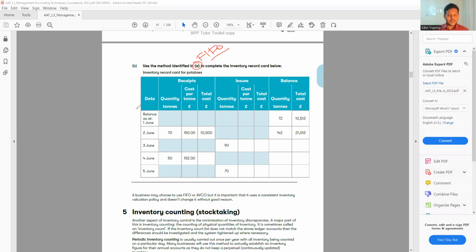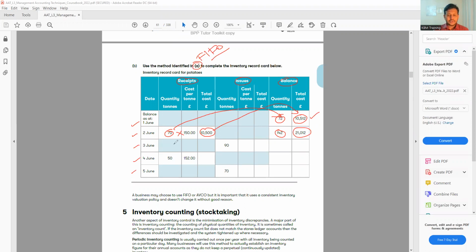So let's try to do this. You can see the date, which is very important: 1st June, 2nd June, 3rd June, 4th June, 5th June. Then we can see receipt, issue, and the balance. At the beginning of June, the balance was 72 units and the value was 10,512. Then on 2nd June, we buy another 70 units. So 70 plus the 72 we already had becomes 142. The new cost is 70 times 150, which is 10,500. So 10,500 plus 512 gives me 2112.